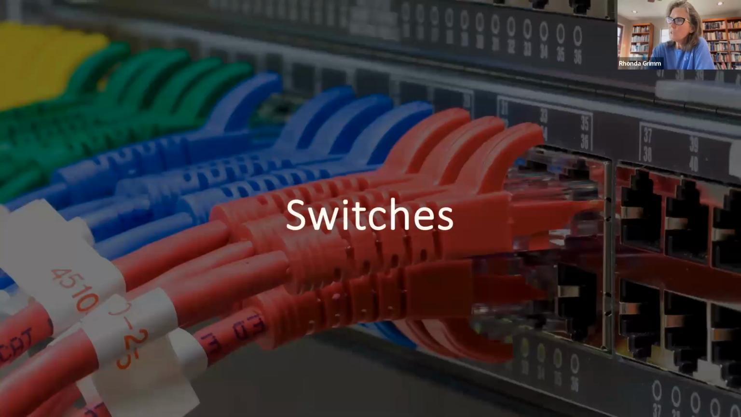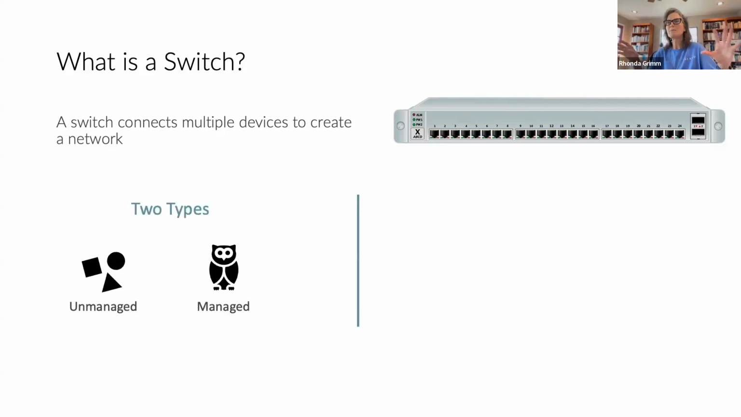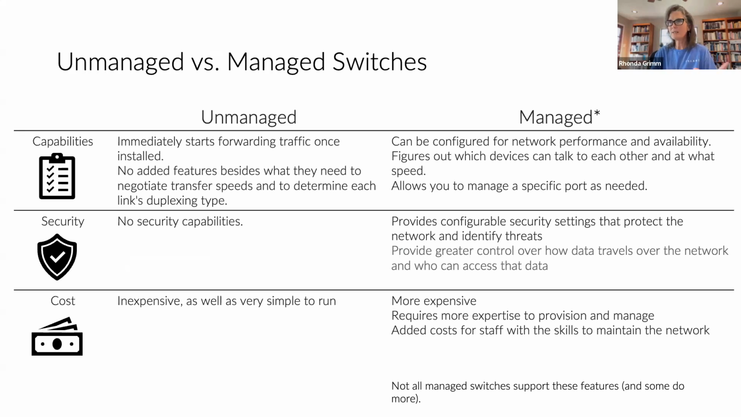Then we've got switches. A switch connects multiple devices to create a network, basically. There are two types of switches: unmanaged switches and managed switches. They differ basically in capability, security, cost, and complexity. Unmanaged switches are kind of like a basic hub. You can plug everything into it. It doesn't have a whole lot of added features, usually no security capabilities, and they're very inexpensive.